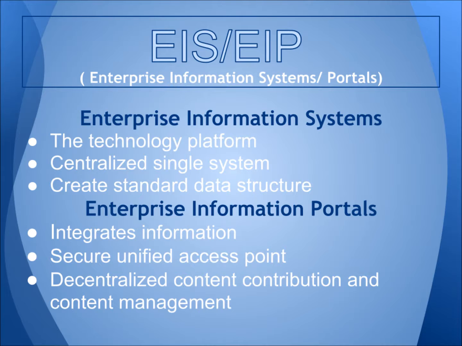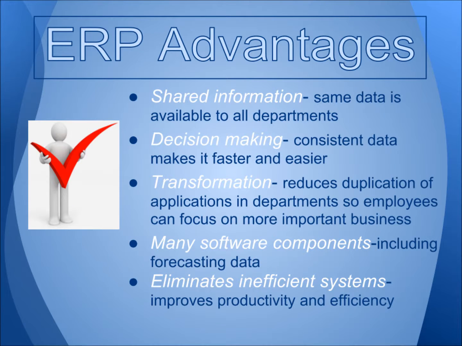CIS and EIP are the enterprise information systems and portals. Enterprise information systems consist of the technology platform, a centralized single system, and create a standard data structure. Enterprise information portals integrate the information, as well as secure the unified access point and handle decentralized content contribution and content management. Several advantages to the use of ERP.